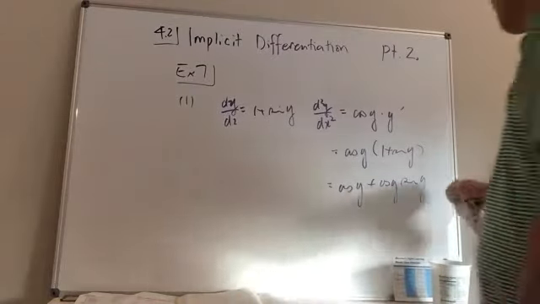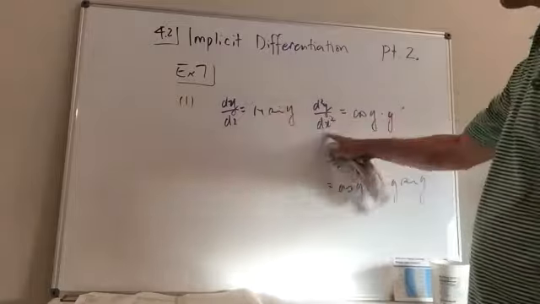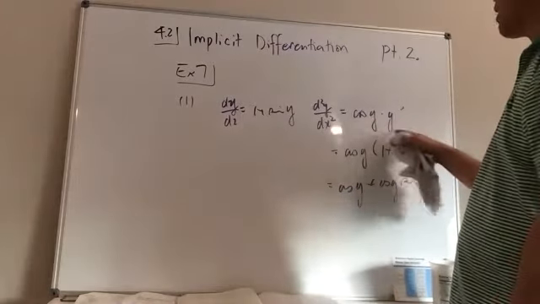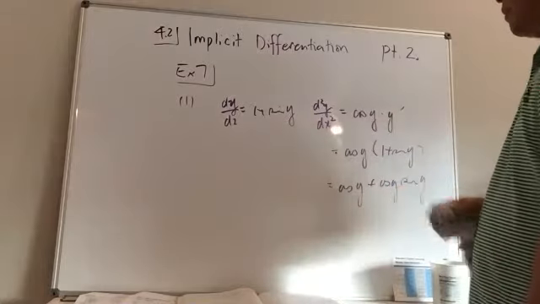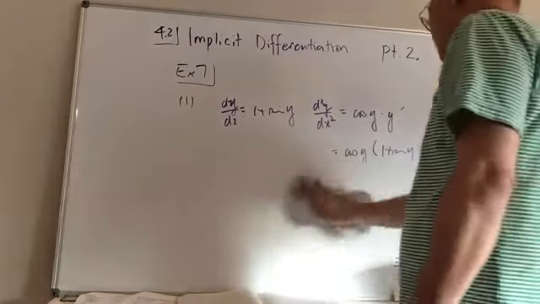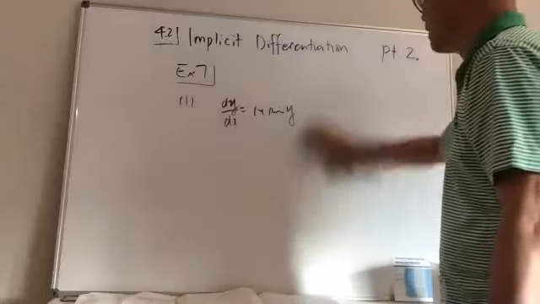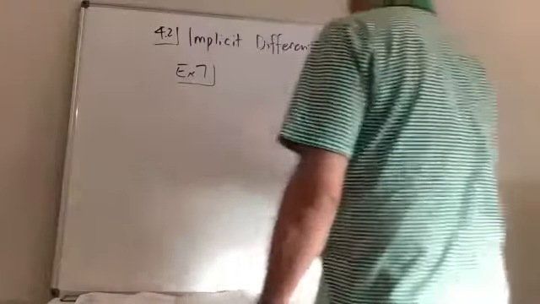Okay. Again, we're taking the double derivative. So in the double derivative, again, we don't want the y prime in there. So we substitute the y prime back in here. This is what we get. Okay. So that was number 1.